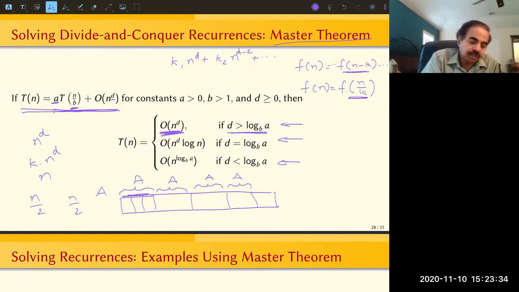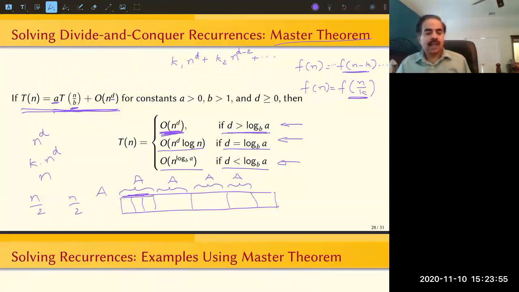So if d is greater than this number, then the solution is O of n to the power d. If d is equal to this logarithm, then the answer is n to the power d log n. And if d is less than this logarithm, then the solution is of this form.